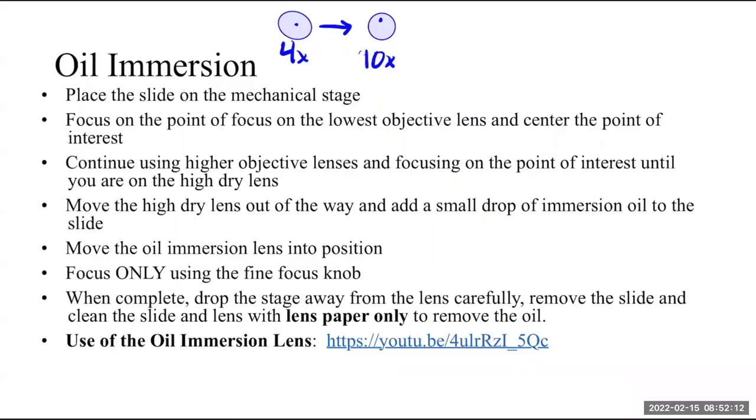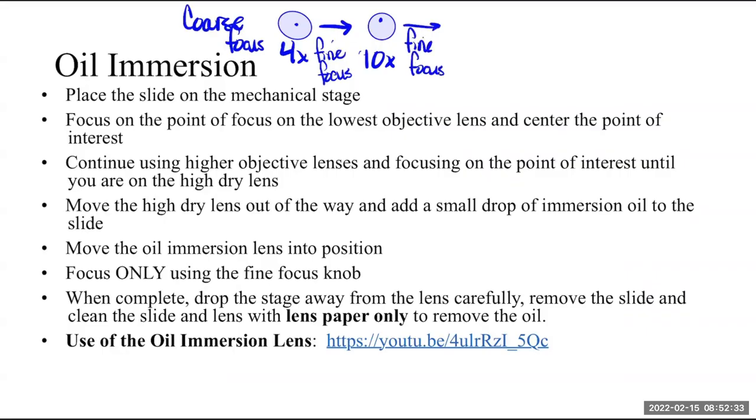And then between each one of these, you should only use the fine focus. You should not use the coarse focus anymore. So, you can use coarse focus to get it into focus at the 4x, but then after that, just the fine focus.